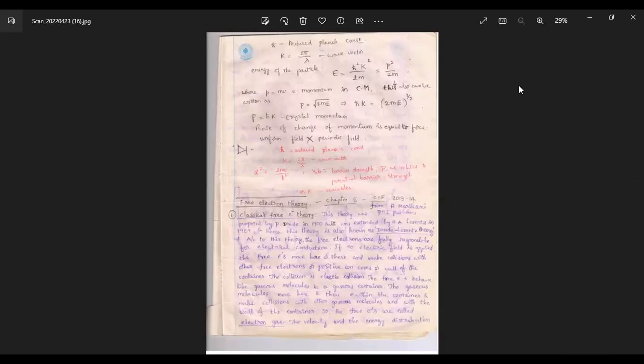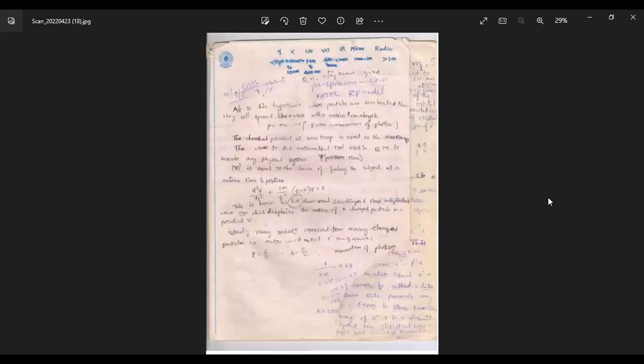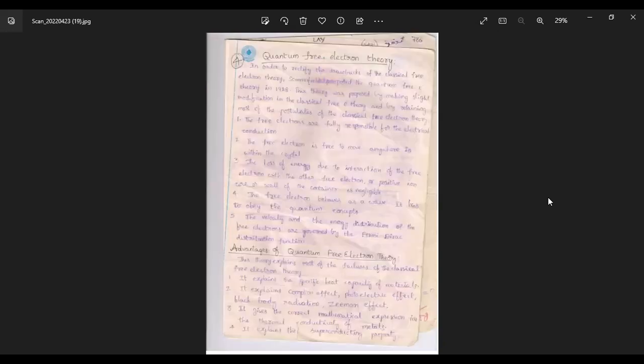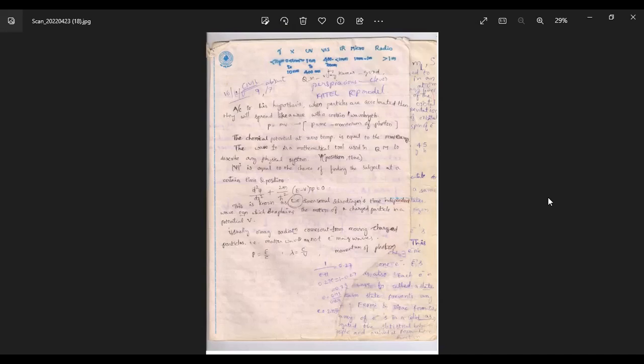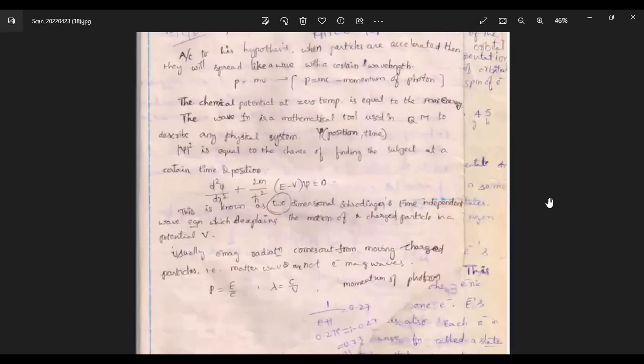We already discussed the classification of crystalline solids, how solids got divided into conductors, semiconductors, and then insulators. So a few basic things we'll go through.